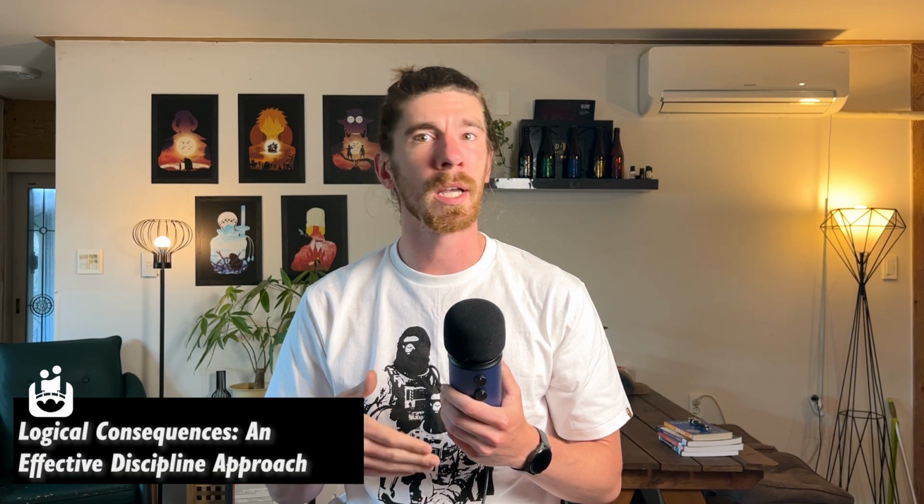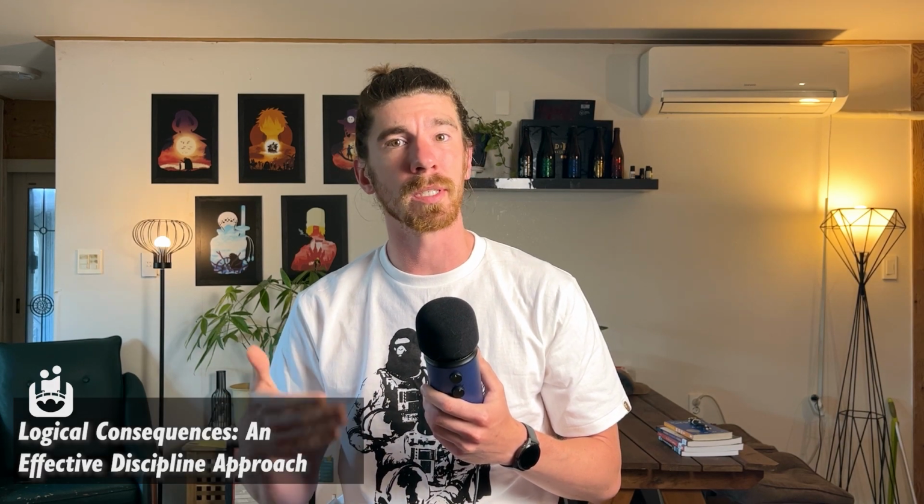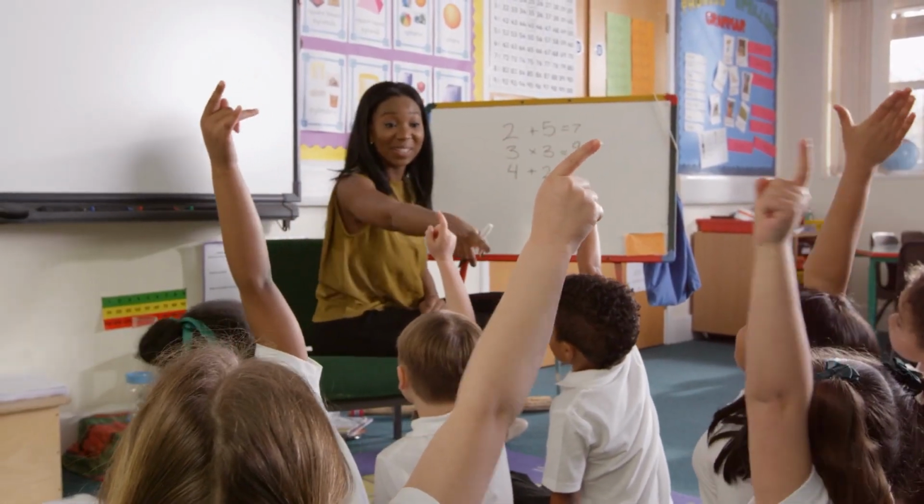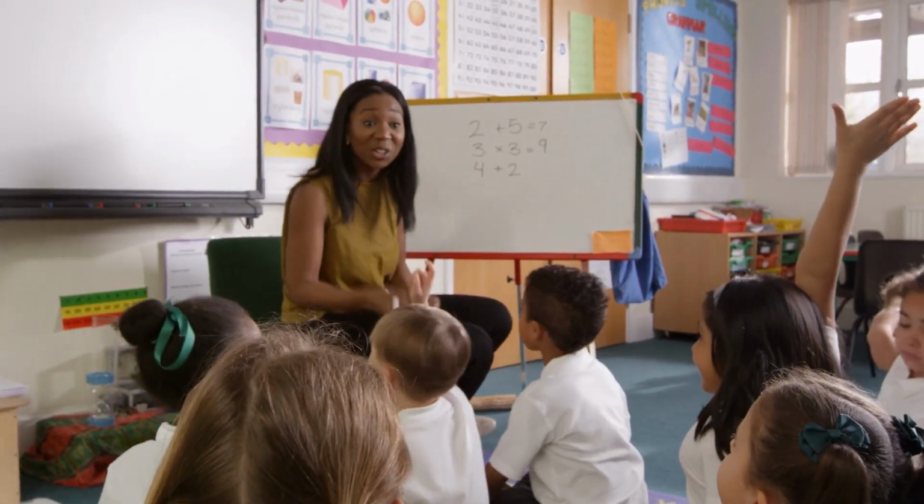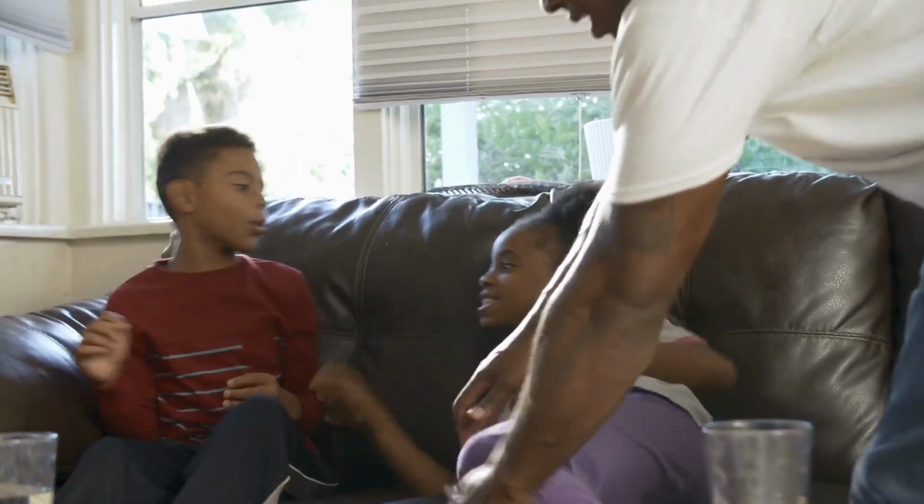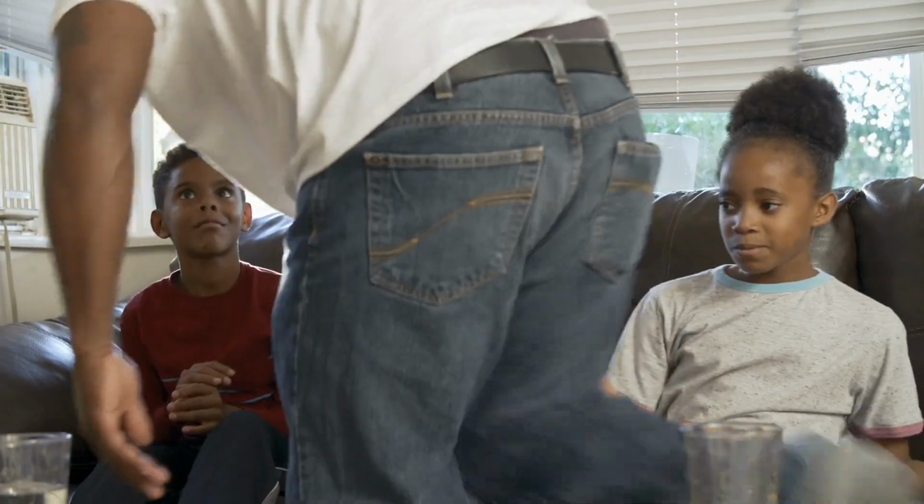Today we're going to talk about what logical consequences are and why they're an effective way to discipline children. As a teacher, logical consequences are the main way that I manage undesired behaviors in the classroom, and I'm here to explain to you how you can use them to manage your child's undesired behaviors at home.